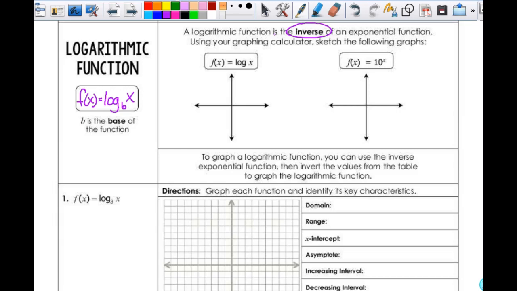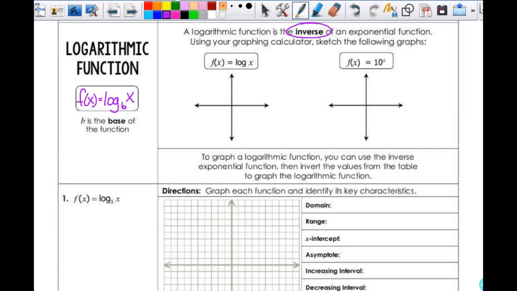When you rewrite a log in exponential form and vice versa, you are not actually writing the inverse. And sometimes people get that confused, like you feel like you're writing the inverse and you're not. To actually write the inverse of a function, what do you have to do? Good. You exchange the places for x and y. There you go. Exchange the places for x and y. So if you don't actually do that, then you don't have the inverse.